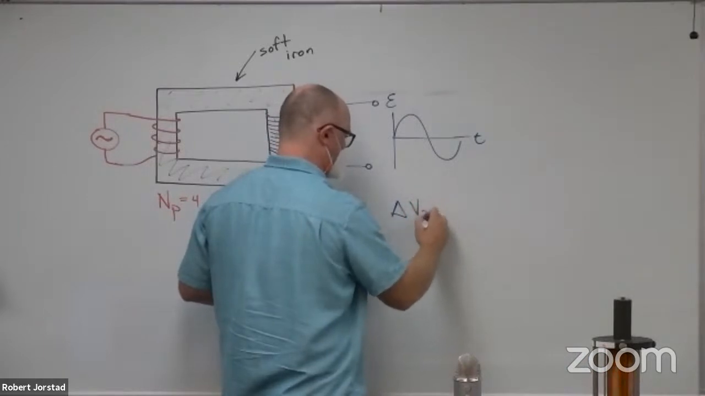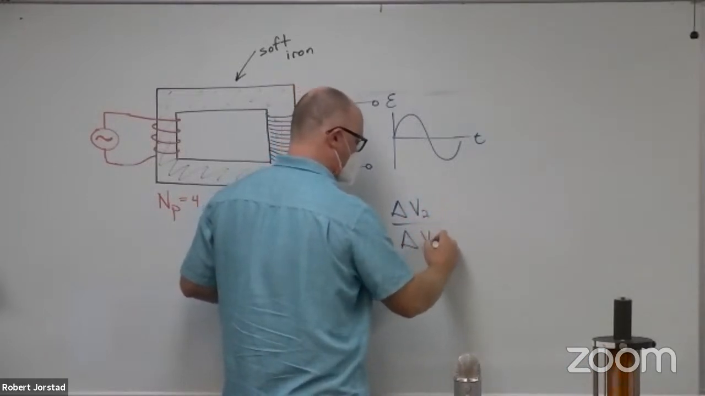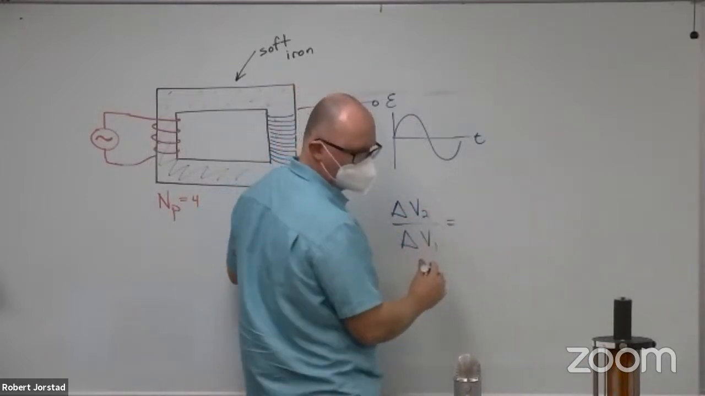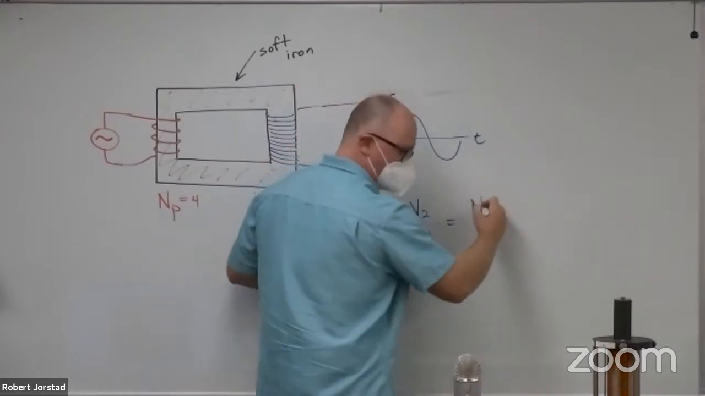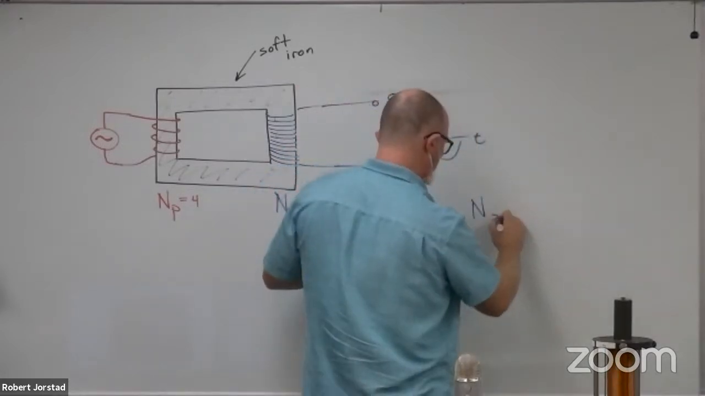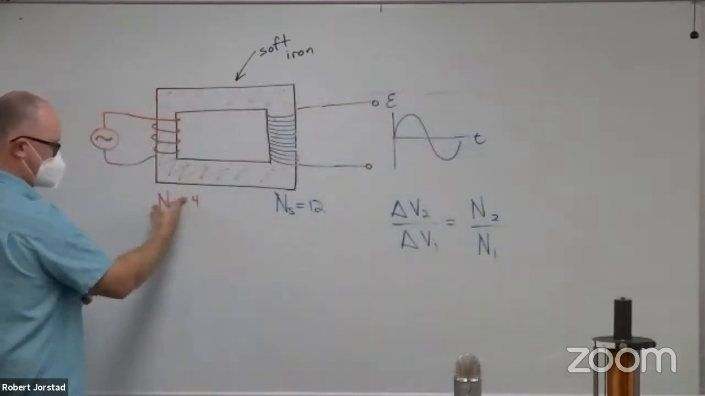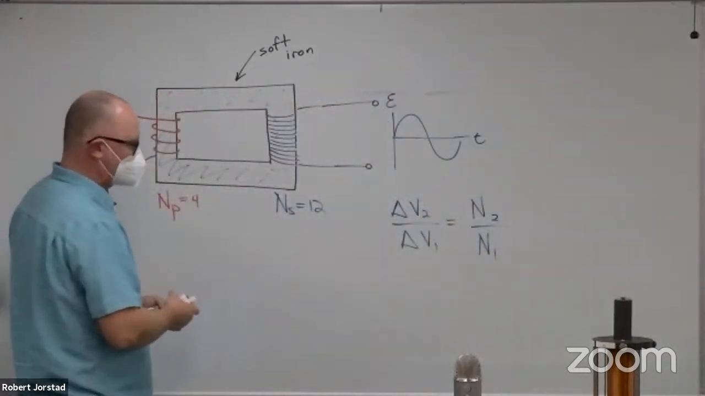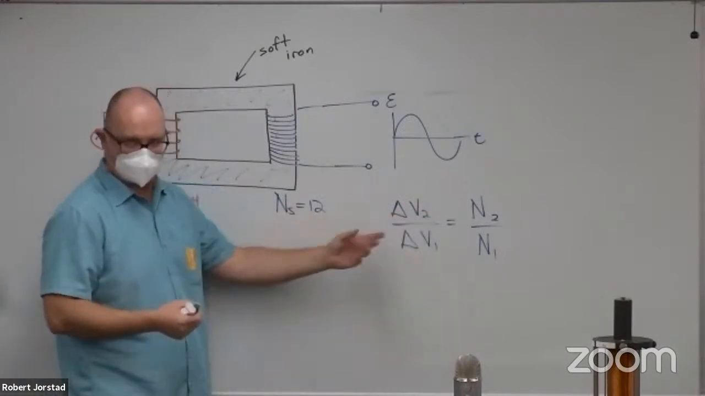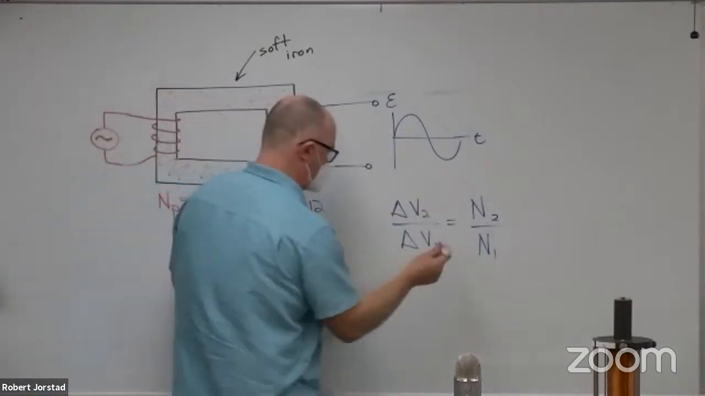delta V2 over delta V1 should equal the ratio of number 2 over number 1. And I guess we could rewrite this with secondary and primary here. So 2 means secondary, 1 means primary. So maybe I'll color code this to make it stick.